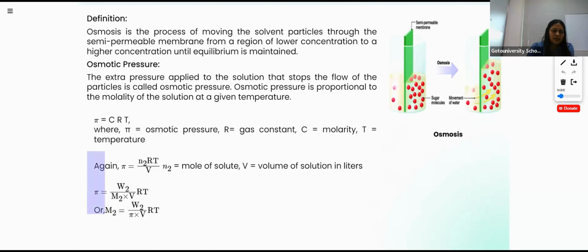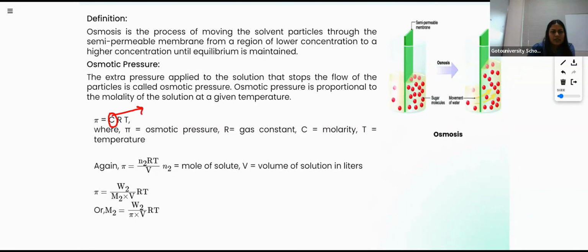And again, we derived a formula as we derived for other colligative properties. Pi is equal to n2RT by V, where in place of C, we put the value for molarity.